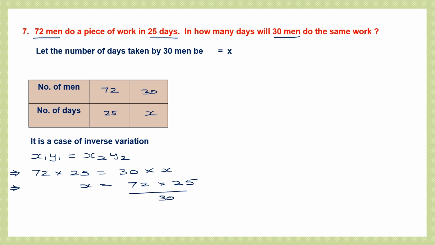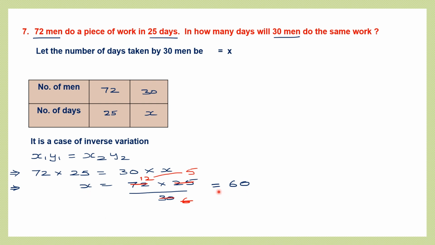Now we can cancel. I can cancel 25 and 30 both by 5. 5 fives are 25, 5 sixes are 30. Now I can cancel 6 and 72. 6 ones are 6, 6 twelves are 72. Now multiply 12 into 5. 12 into 5 is 60. So we have got that. We have found the value of x.